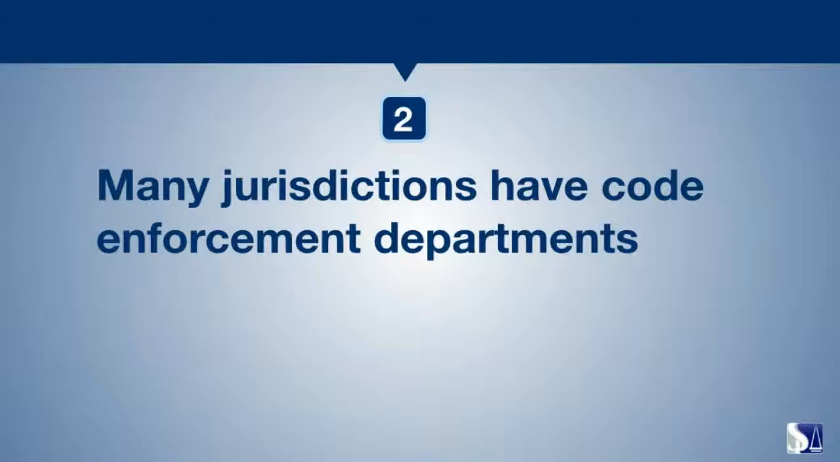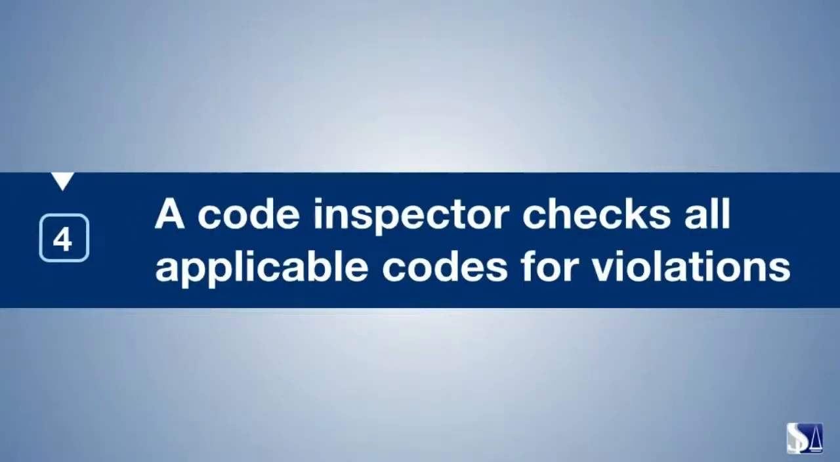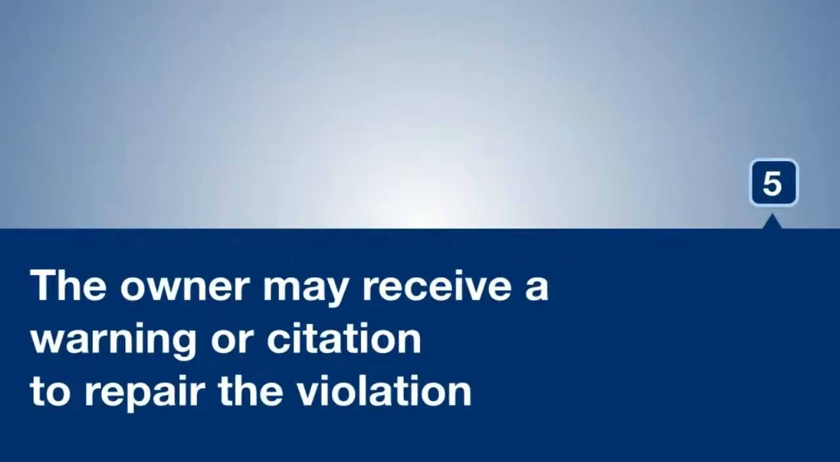The inspectors rely on code books, which are public record. You can find them at your local town hall, records building, or city planning department. Many larger jurisdictions have their building codes online. Find the codes that apply to your case and look for the specific violation that caused your slip and fall accident. Building codes set out the standards a commercial or residential property owner must maintain to ensure the safety of visitors. When a code inspector checks a property, her job is to make sure the structure and grounds comply with all applicable codes. If not, the owner may receive a warning, citation, or red flag to repair the violation.